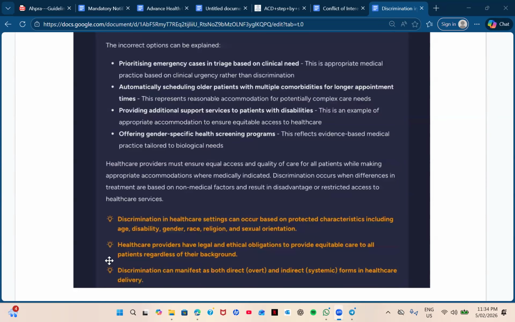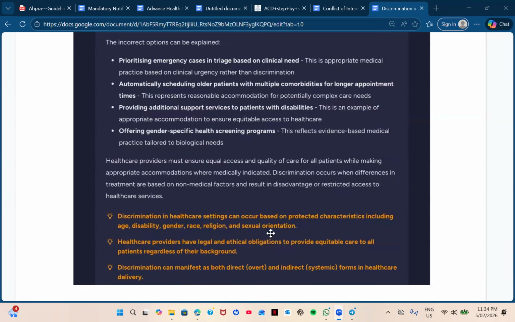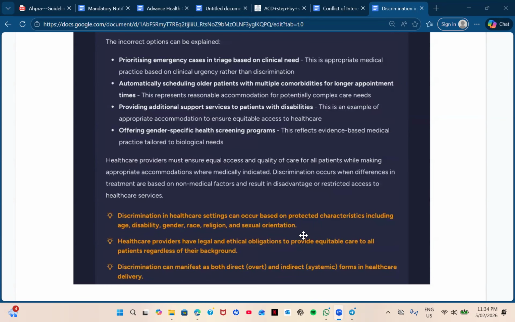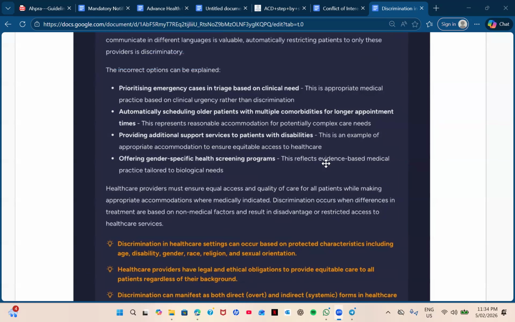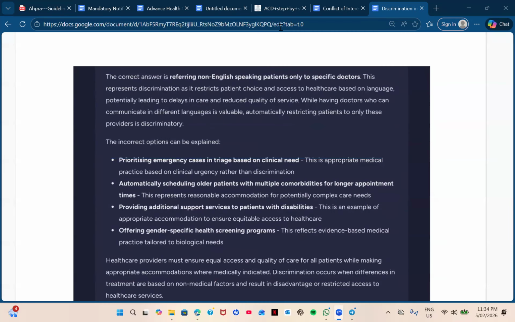Discrimination in a healthcare setting can occur based on protected characteristics including age, disability, gender, race, religion, and sexual orientation. Healthcare providers have legal and ethical obligations to provide equitable care to all patients regardless of their background. Discrimination can manifest as both direct, overt, and indirect, systemic forms in healthcare delivery.